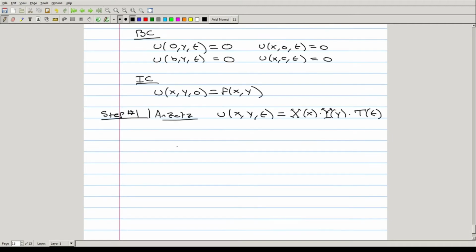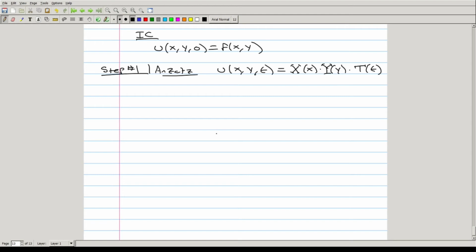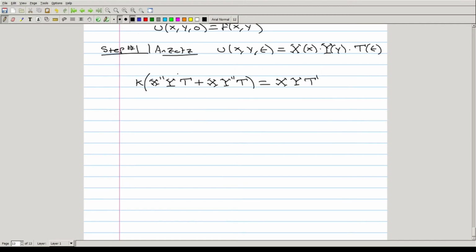But things will be a little bit more complicated now, because when we plug this substitution into our partial differential equation, we get k times X prime prime times Y times T plus X times Y prime prime times T is equal to X times Y times T prime, which is a little bit more complicated than the 1D case. However, we can still go through and simplify this.